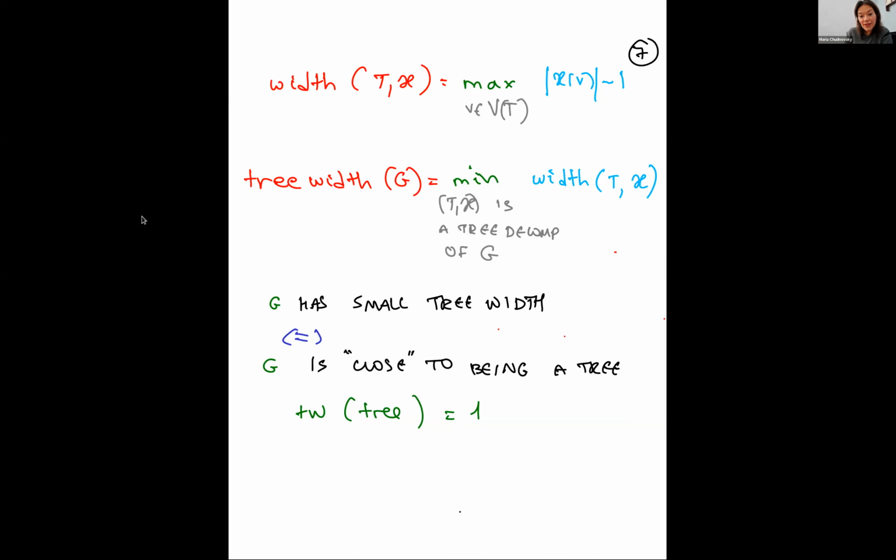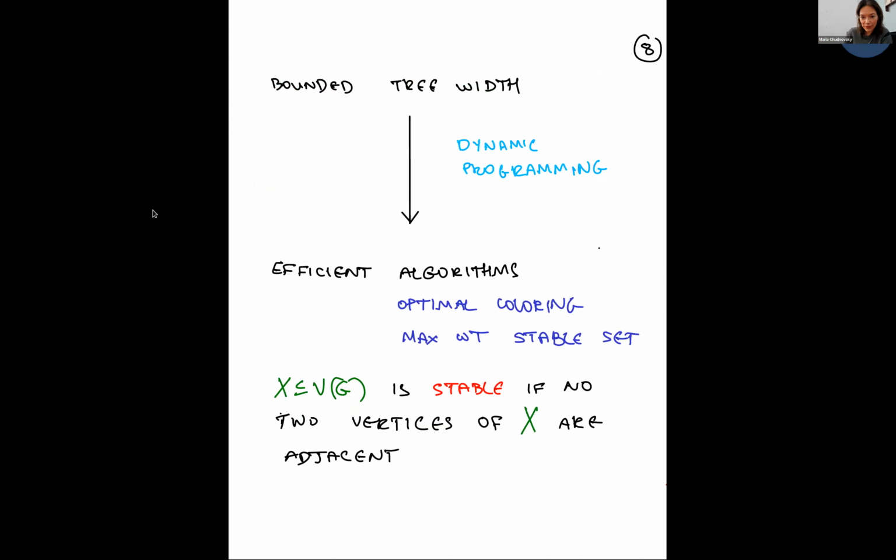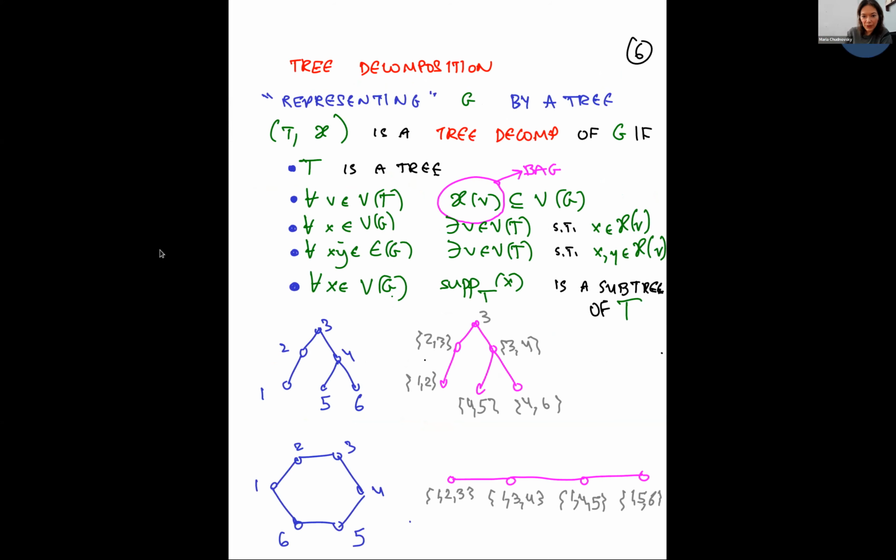And the last thing is the tree width of a tree is 1, right? That's what we just did here. We took this tree, or any tree, and we built its tree decomposition with bags of size at most 2, so width 1. And so the tree width of a tree is 1. And it's a theorem that if you're not a tree, then your tree width is not 1. So we did the best we could here.